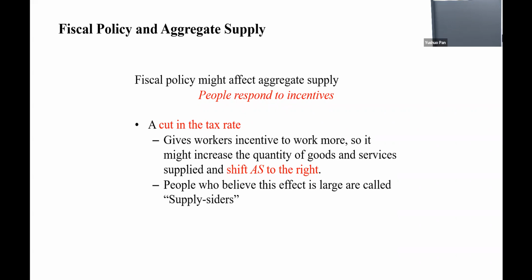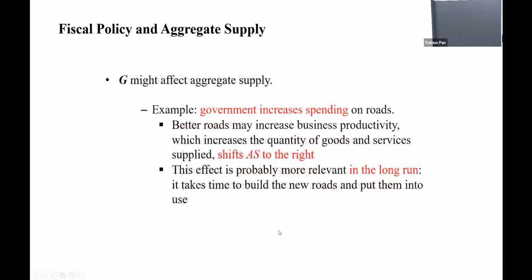People who believe this effect is large are also called supply siders. Except taxation, G, the government spending, might also affect the aggregate supply curve. If the government increases spending on roads, better roads may increase business productivity, which increases the quantity of goods and services supplied. In this way, that will shift the AS aggregate supply curve to the right.